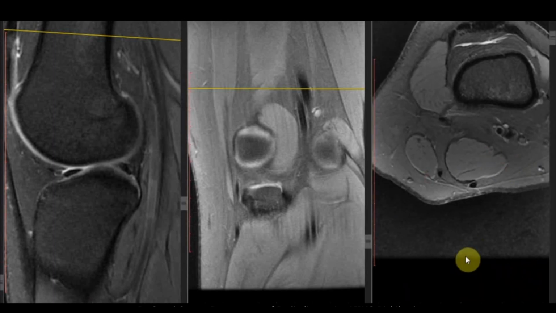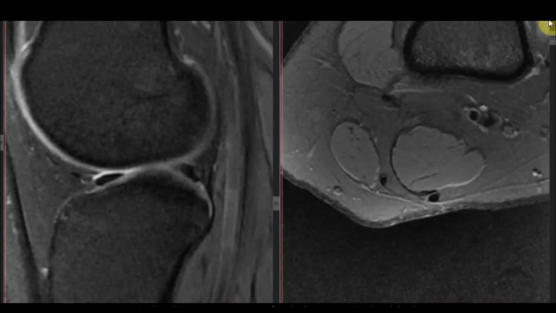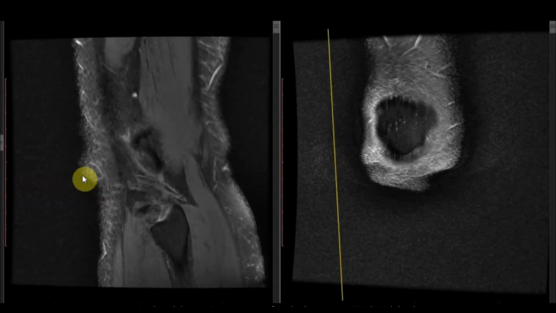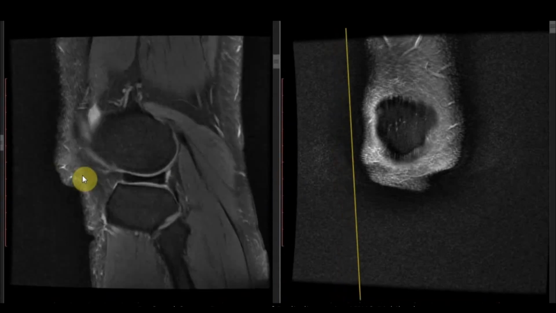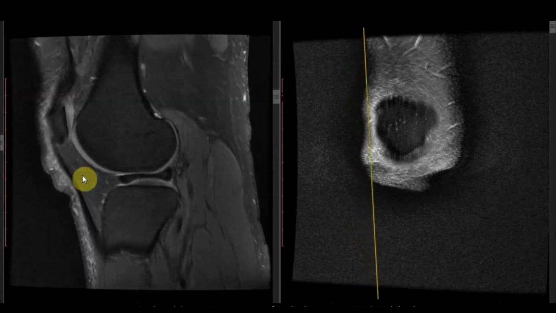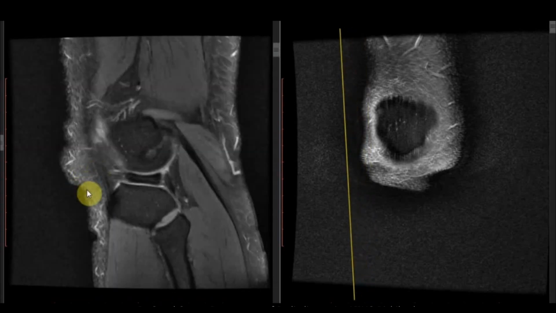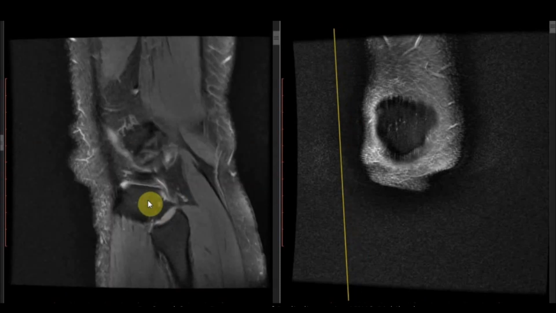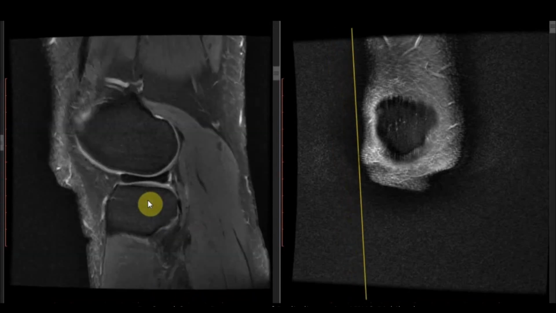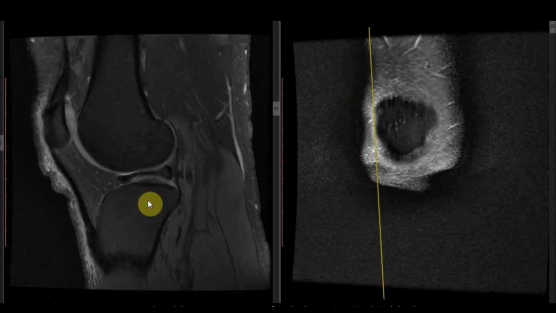Now coming to some of the normal variations. Talking about some of the common variations, we have this patient. You can see this lateral meniscus. This is the lateral side of the knee joint. This is the fibula. This is the lateral meniscus. Do you find anything abnormal here? Yes, this lateral meniscus is discoid.